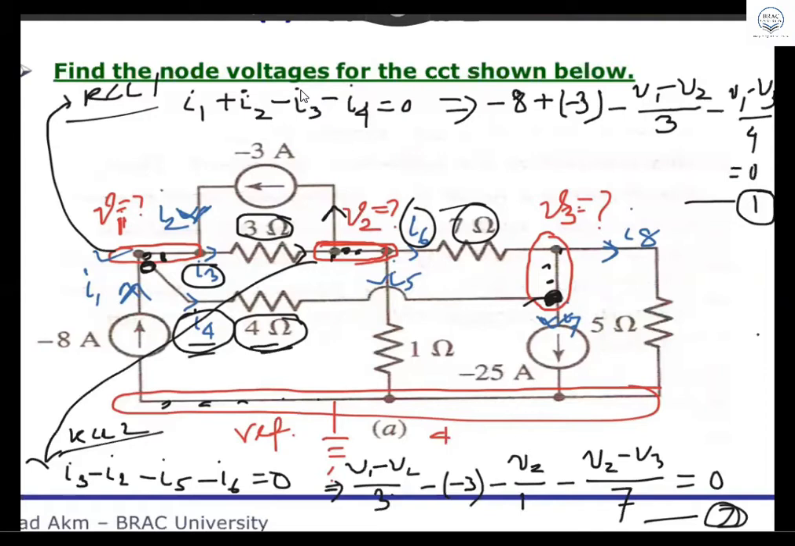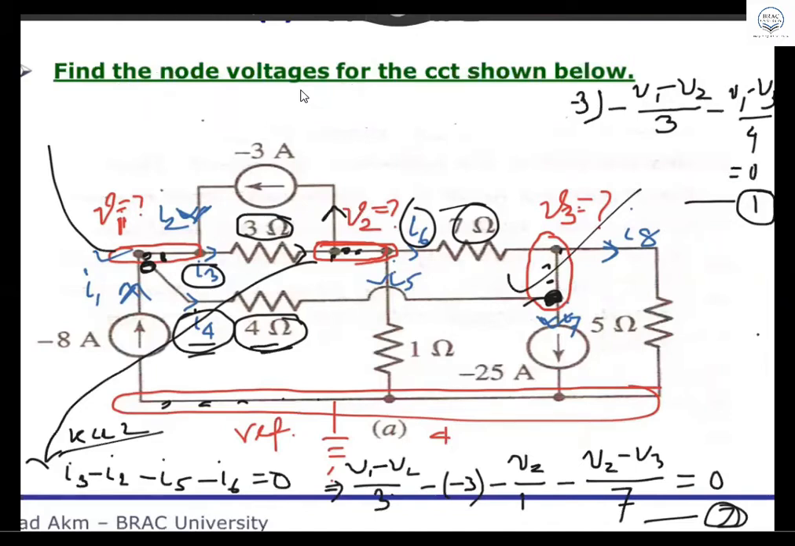Now, the third equation will come from this node, from this KCL. So what will this KCL be? Now, do you understand? Yes, sir. I'm going to wipe out the KCL one, so I hope that you have already copied. I'm going to write the KCL 3 over here. Okay, I think it should be fine.